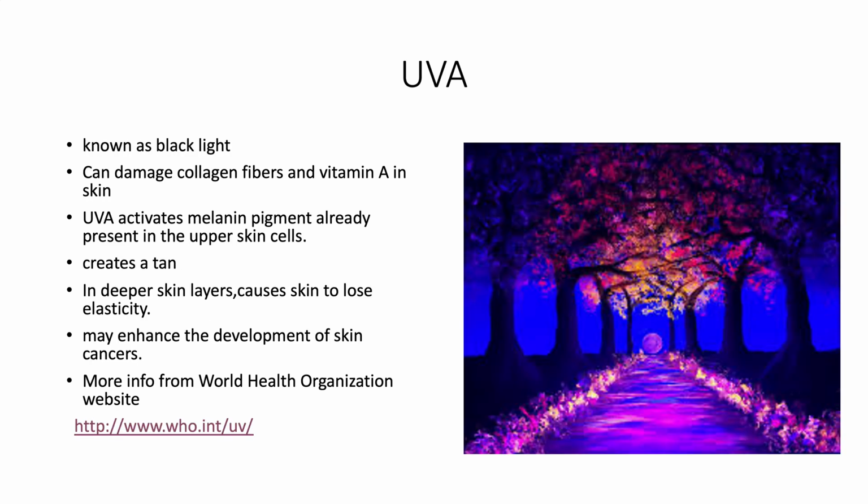So let's look at the three types of ultraviolet. UVA, most of the ultraviolet, is black light. It can damage collagen fibers a little bit, and also vitamin A. It activates melanin pigment already present in upper skin cells, creates a tan, can cause skin to lose plasticity, and can enhance the development of skin cancers. If you want to look more into it, click on this link. I just checked it, it's good. It will take you to a paper from the World Health Organization. This is a blacklight poster. I thought it was cool. Interestingly, to prevent counterfeiting, money, and even your driver's license, will have some images that you can only see under ultraviolet.